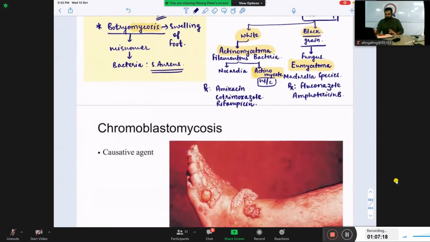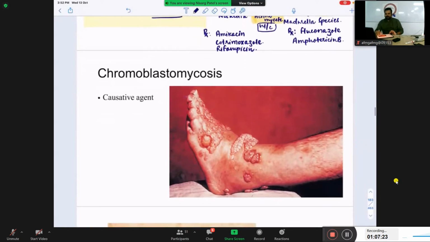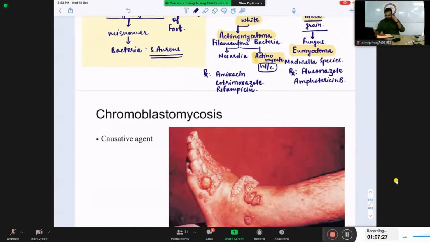Now, next image-based question. See, a warty cauliflower-like growth. Two important questions on this: how to diagnose this, and what is the causative agent? They will give you an image-based question. What is the causative agent?